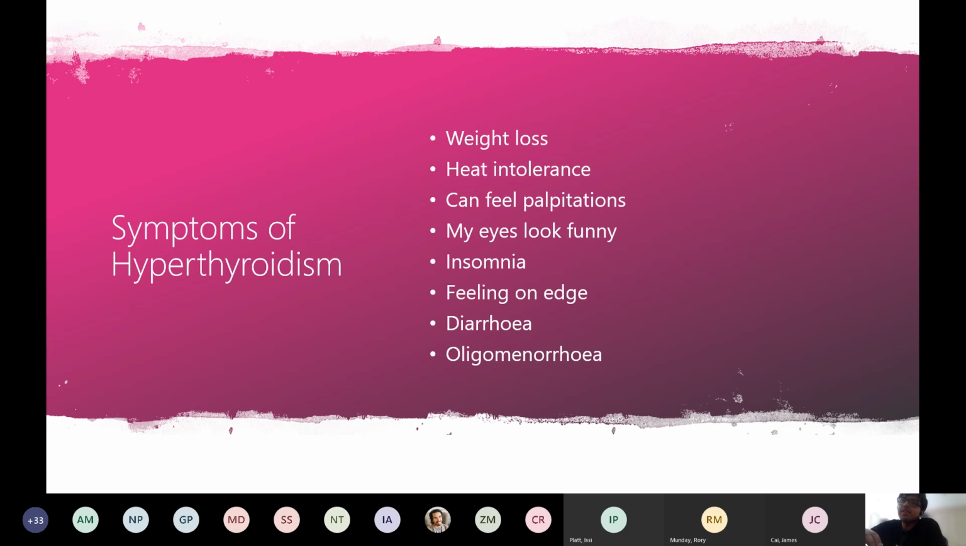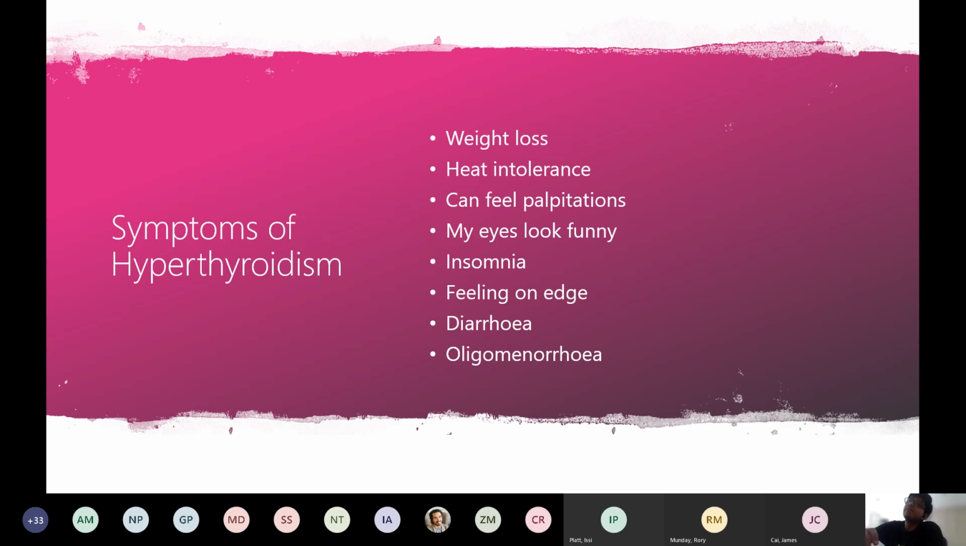Why did I put these on individual animations? But yeah, here's some other ones that people sometimes complain of. Oh yeah, you mentioned palpitations and diarrhea as well. A lot of them, it's surprising the number of patients that just say that they feel on edge. Obviously, that can be a psychological problem, but it can also be a manifestation of hyperthyroidism.